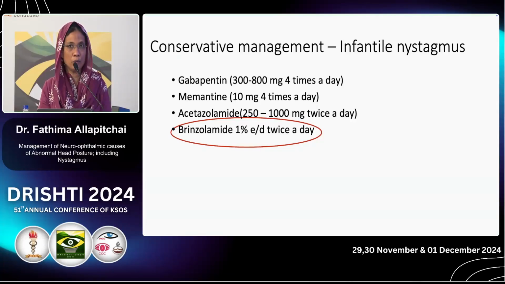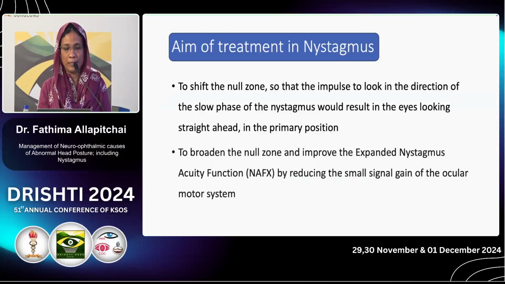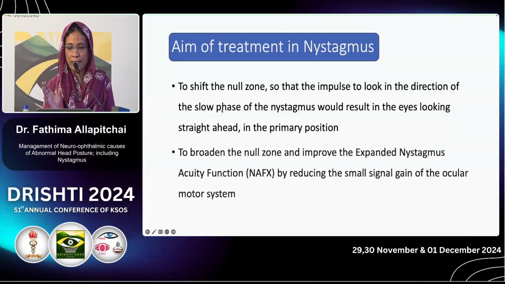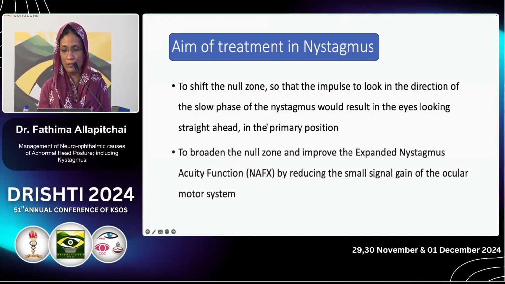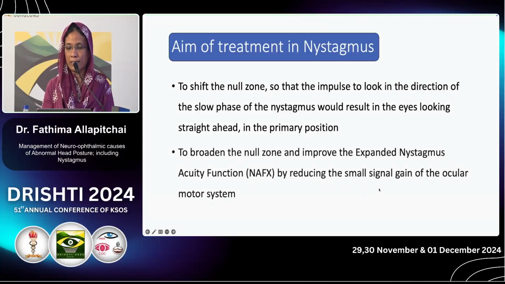But most often we would not appreciate a decrease in frequency of nystagmus, but the child or parent would say there is some improvement. The aim of treatment in nystagmus, we all know, is to shift the null zone, that is, to shift the abnormal head posture to the normal head posture. That's all we can do. We cannot do anything more than that. And the second aim is to broaden the null zone so that the visual acuity, expanded nystagmus acuity function, will be increased by reducing the signal gain of the ocular motor system. This is done by tenotomy and reattachment procedure.